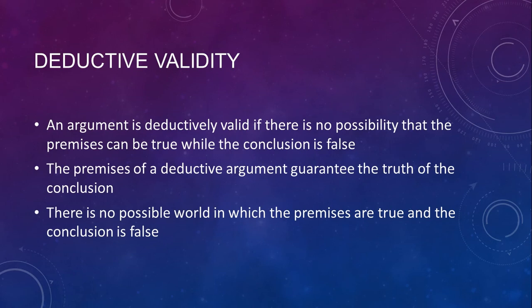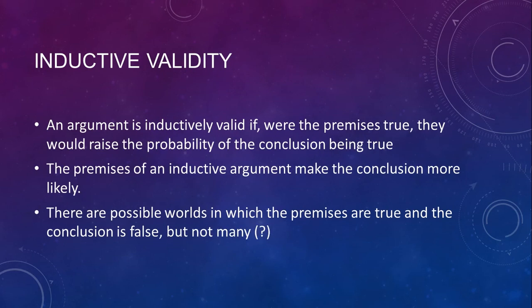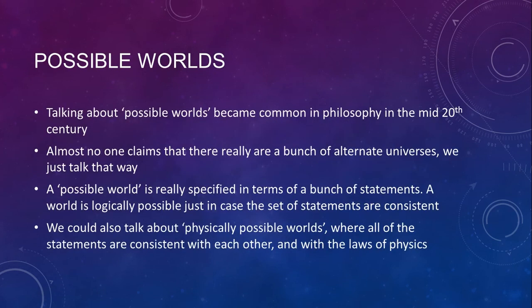Since the 70s or so, this is how philosophers have talked about possibilities, in terms of possible worlds. So inductive validity is similar, but it's not the same. An argument is inductively valid if, were the premises true, they would, let's say, raise the probability that the conclusion is true. Right? So it makes it more likely. The premises of an inductive argument make the conclusion more likely than if the premises weren't true. And I guess the way to put this in the possible worlds framework is, there are possible worlds in which the premises are true and the conclusion is false, but maybe not that many. There are fewer possible worlds, or something like that.